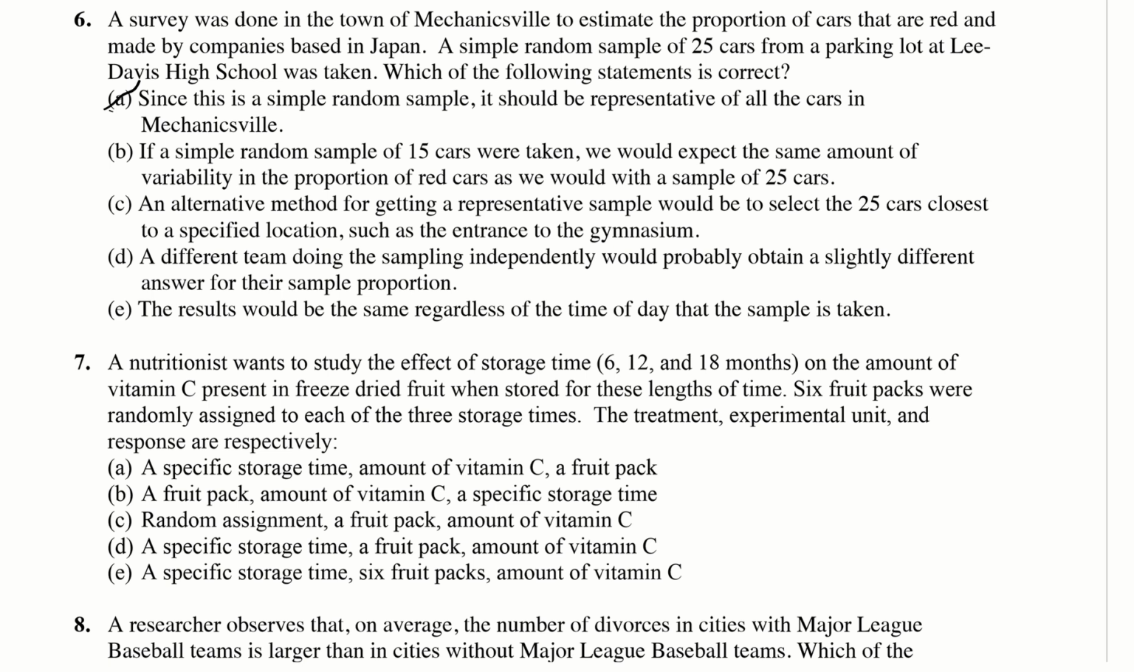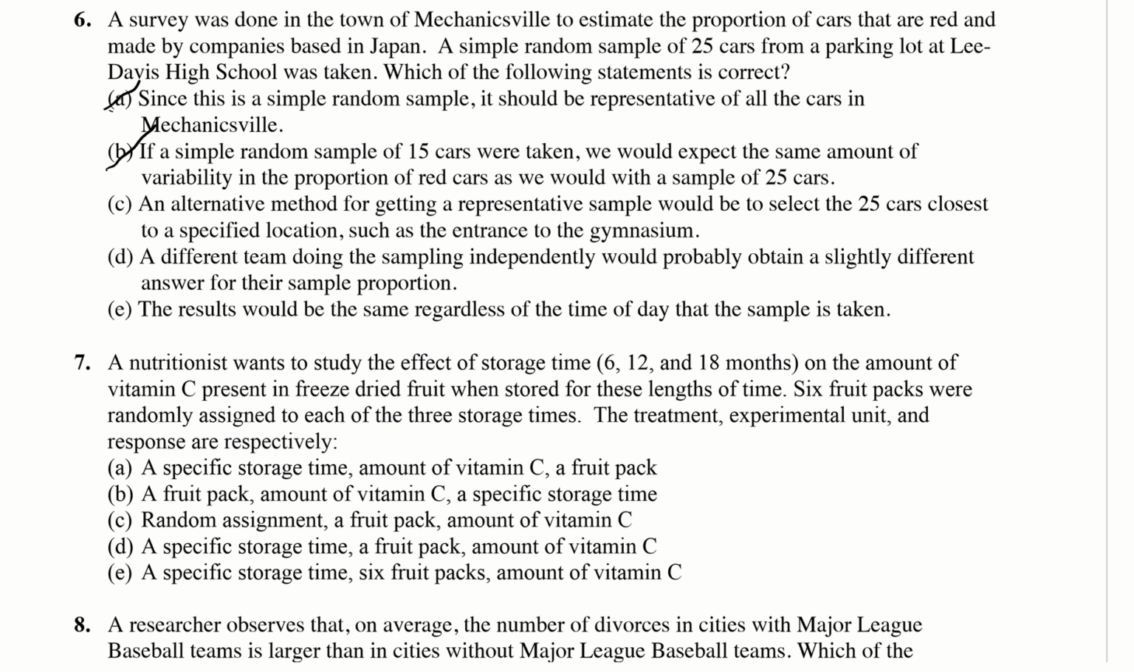Part B is if a random sample of 15 cars were taken, we would expect the same amount of variability in the proportion of red cars as we would with a sample of 25 cars. Again, that's just not true. Sampling variability is a thing, and we will not necessarily expect the same variability, because the bigger your sample size, the smaller your variability, right? So we would expect actually less variability if we took 25 cars than if we took 15 cars. All right, so it's not B.